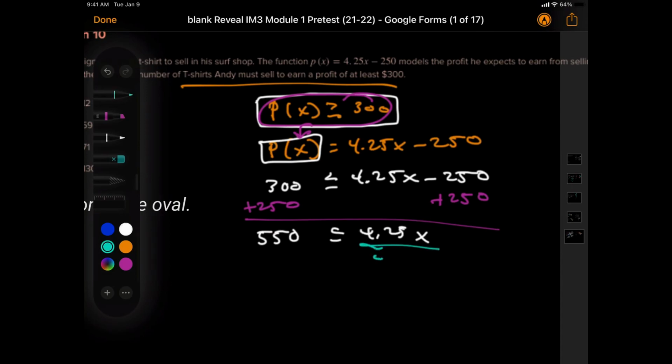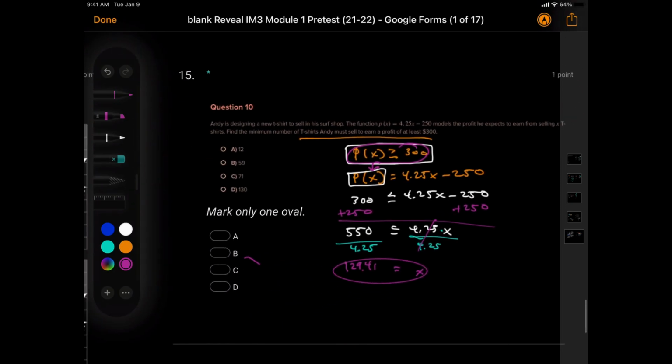We're going to divide, because it's multiplication, that's the opposite. Let's put that into a calculator. 550 divided by 4.25, and that would be choice D.